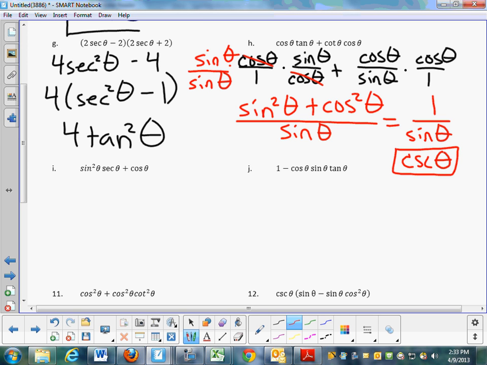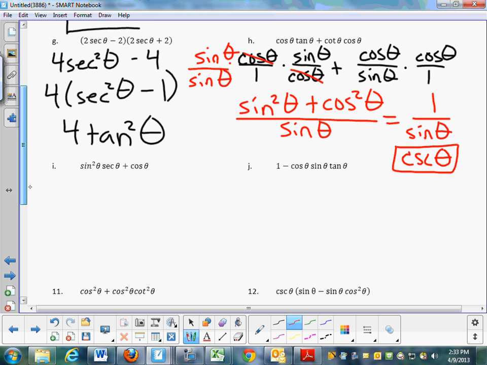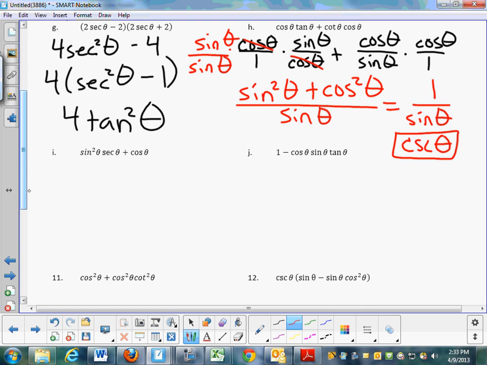I bet we could incorporate some trigonometry into pole vaulting. I bet we could. Any questions on that one?